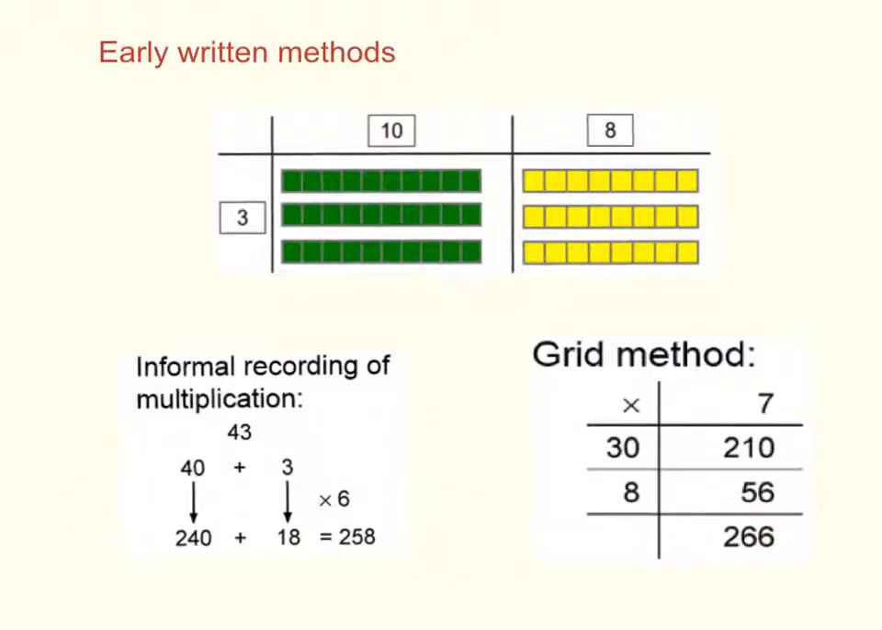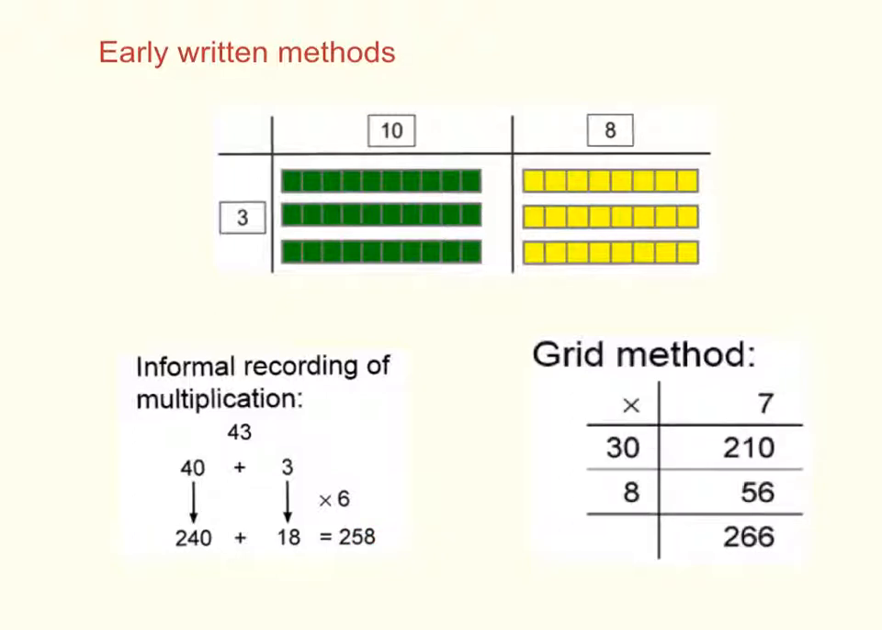Children learn to multiply tens and units numbers, like 18, by partitioning them, here, into 10 and 8. Dienes pieces are used to show 18 times 3, here, in a grid. Children might learn to write partition multiplications informally, like this.